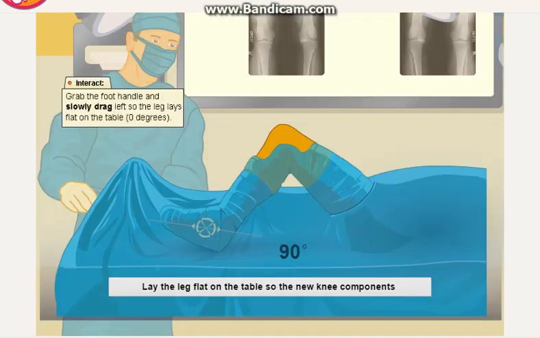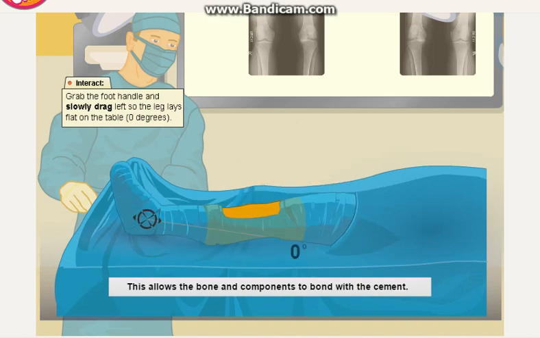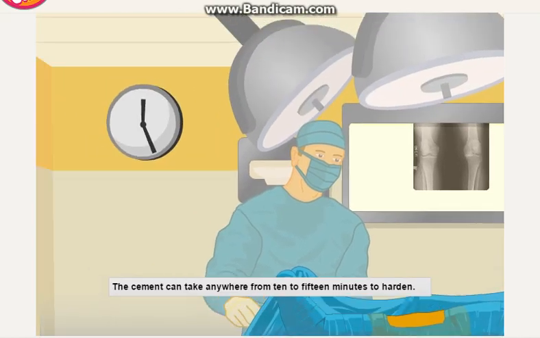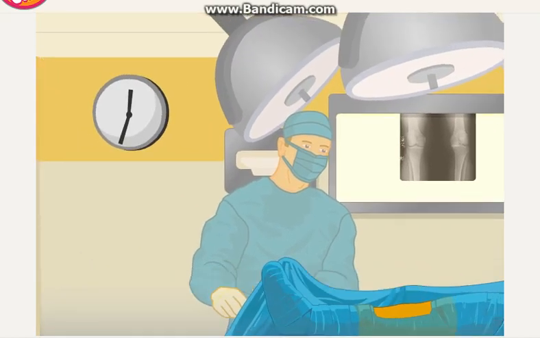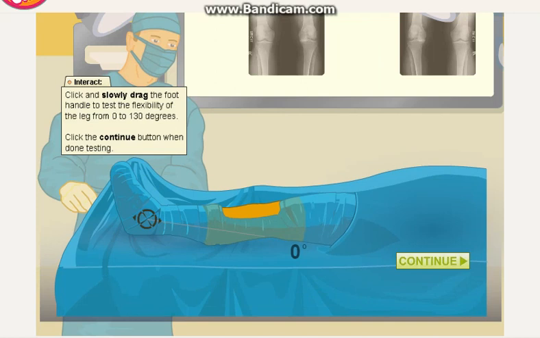Lay the leg flat on the table so the new knee components put pressure on each other. This allows the bone and components to bond with the cement. The cement can take anywhere from 10 to 15 minutes to harden. We perform our range of motion tests one final time.